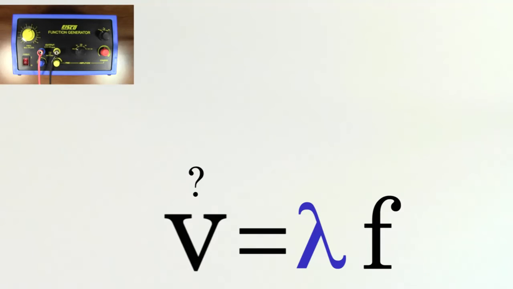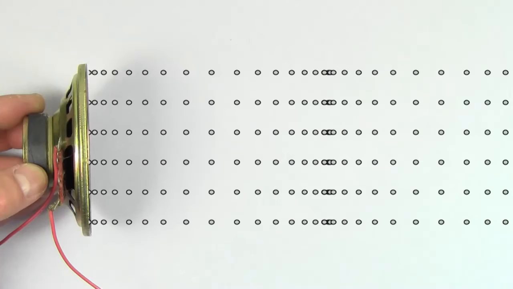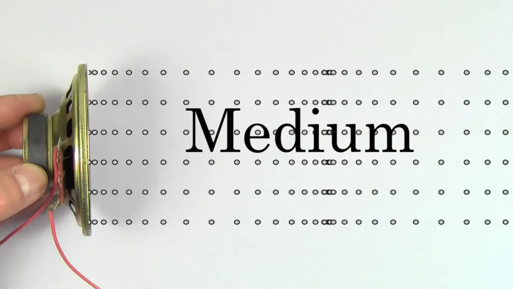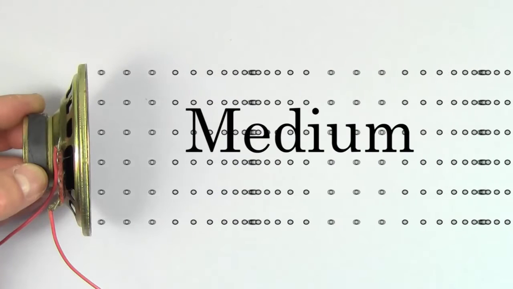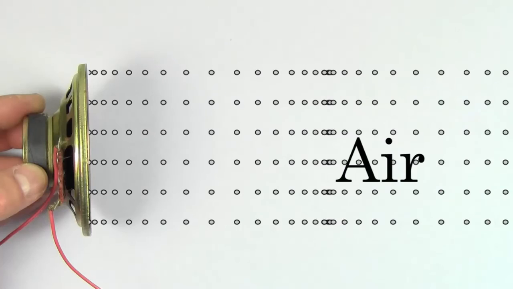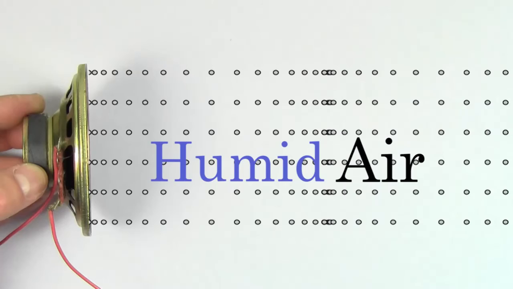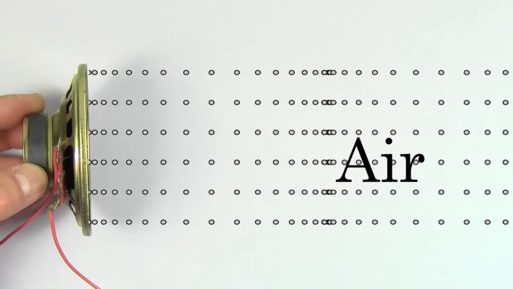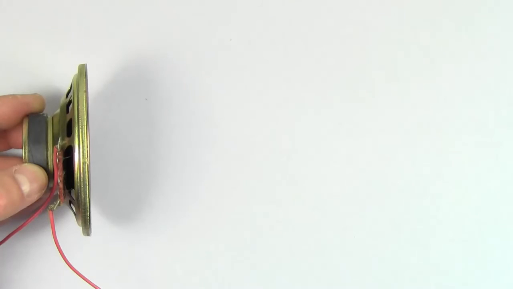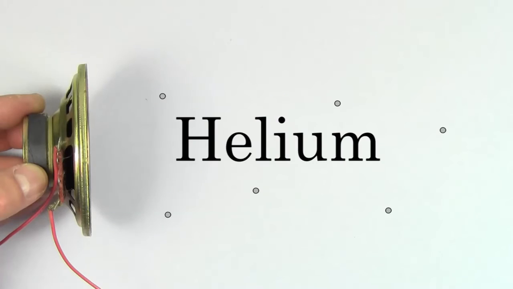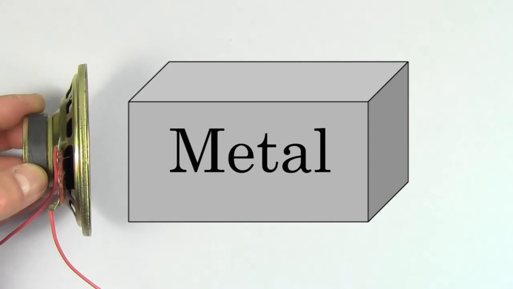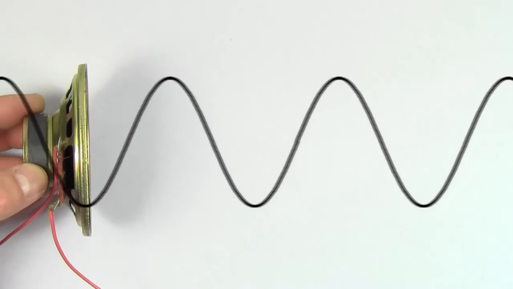So how can we change the speed of sound? Well, the only way to change the speed of sound is to change the medium or the properties of the medium that the sound wave is traveling in. So to change the speed of sound in air, you can change things like the temperature of the air, or the humidity of the air, or the density of the air. Or you can swap out the air entirely for another material like water or helium or a metal. All of these changes to the medium would affect the speed of sound.